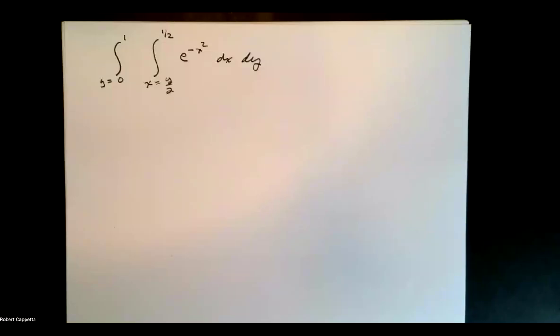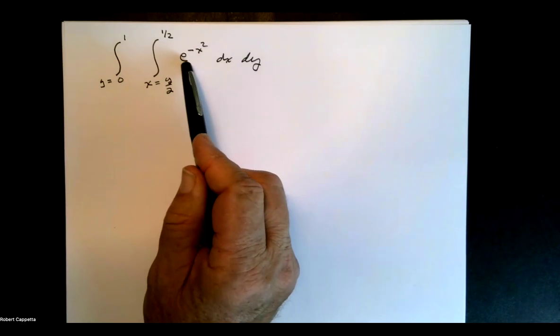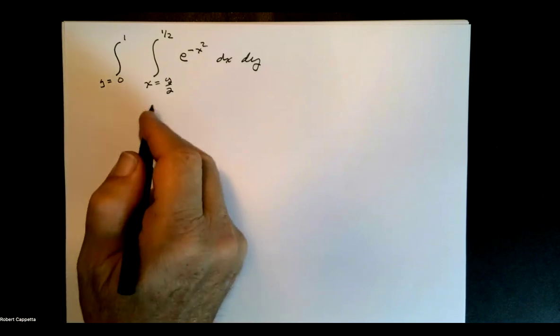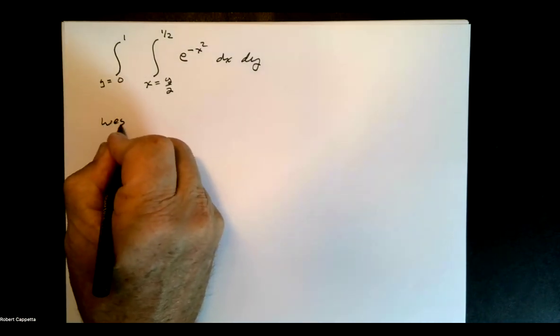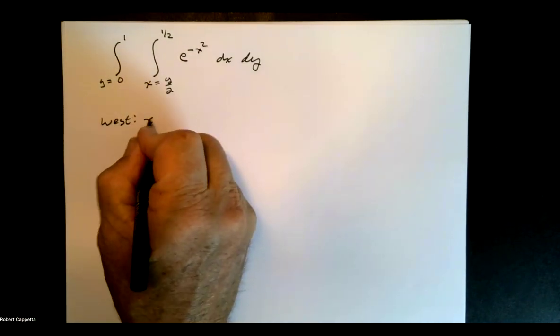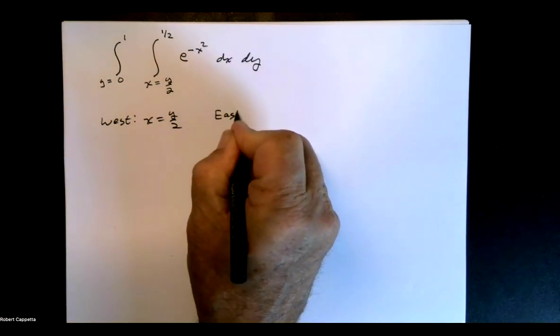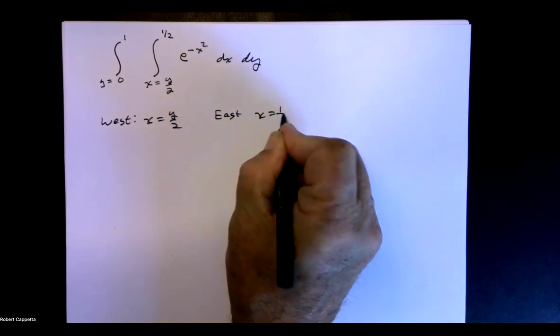So I have the integral from 0 to 1, integral from y over 2 to 1/2 of e to the negative x squared dx dy. The problem with this one is e to the negative x squared cannot be integrated. So our strategy here again is going to be to switch the order. So this time my west boundary is going to be x equals y over 2, and my east boundary is going to be x equals 1/2.